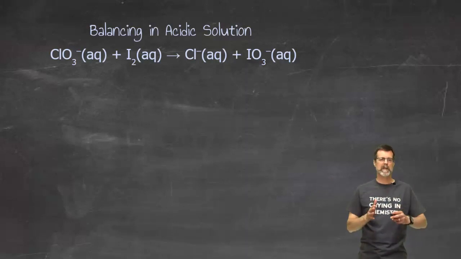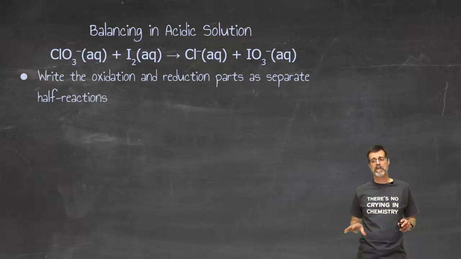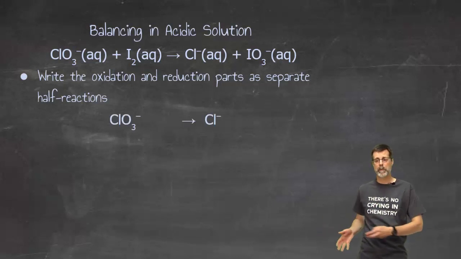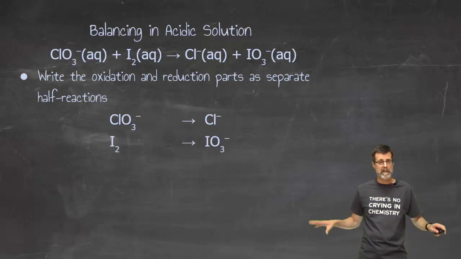Same reaction. We're going to get this one, we're going to balance it correctly. We're first going to write the oxidation reduction half reactions. It doesn't really matter which one is which, just write out the 2 half reactions. So the chlorine piece and what it ends up with. The iodine piece and what it ends up as. So all of my stuff is now down there.